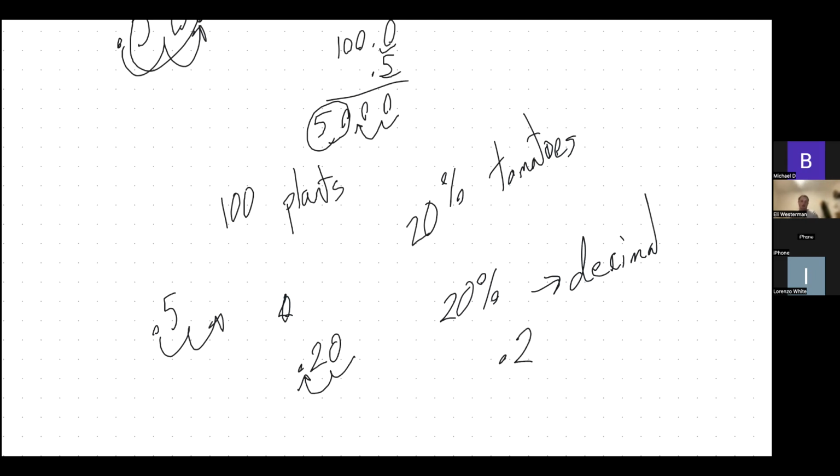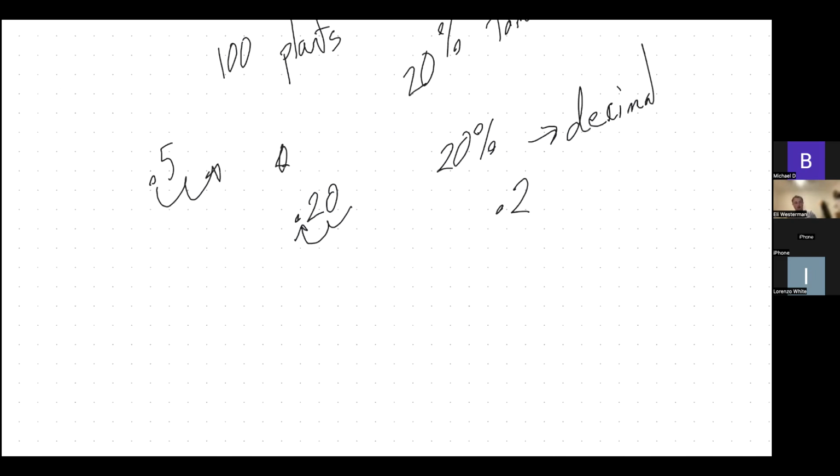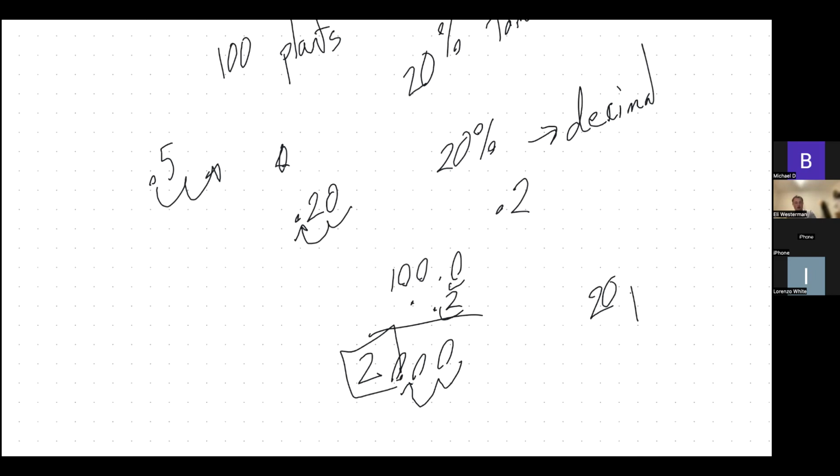Now what we do is instead of divide, we multiply. So 100.0 times 0.2 is 0, 0, 0, 20, and then 1, 2 decimal places. So you have 20. So 20 plants are tomatoes. All right.